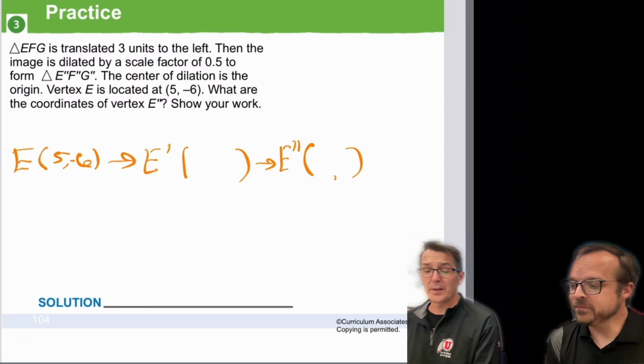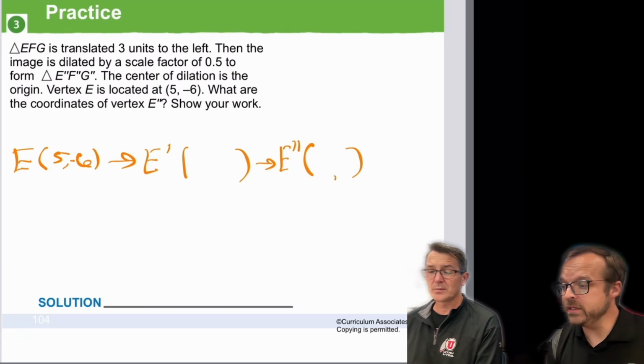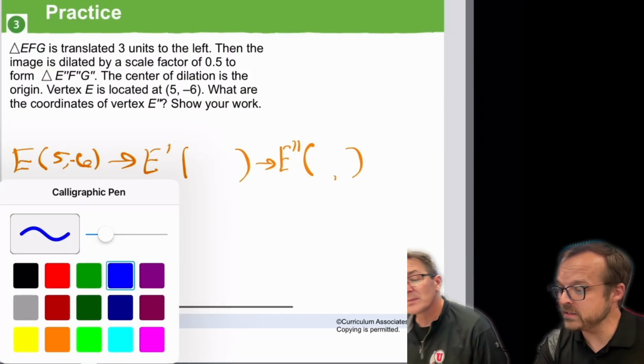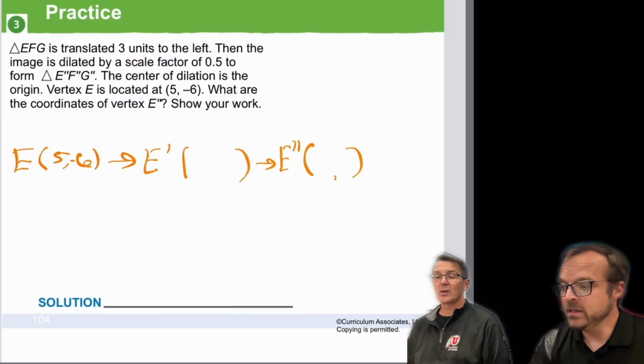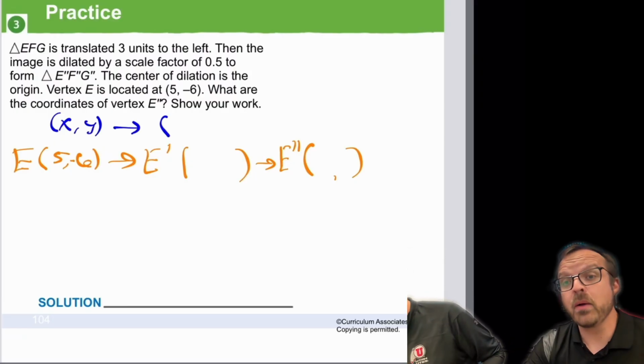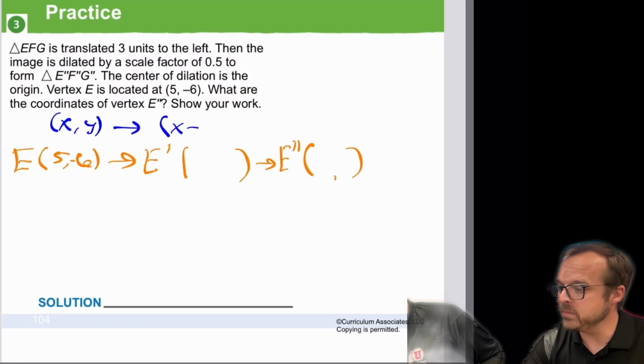Okay, so what are we doing in the first one? First thing we're doing is translating 3 units to the left, which means that's going to affect the x value. Because it's moving to the left, we're going to take x, y, and that's going to take it to x minus 3, comma y. We don't touch the y value.